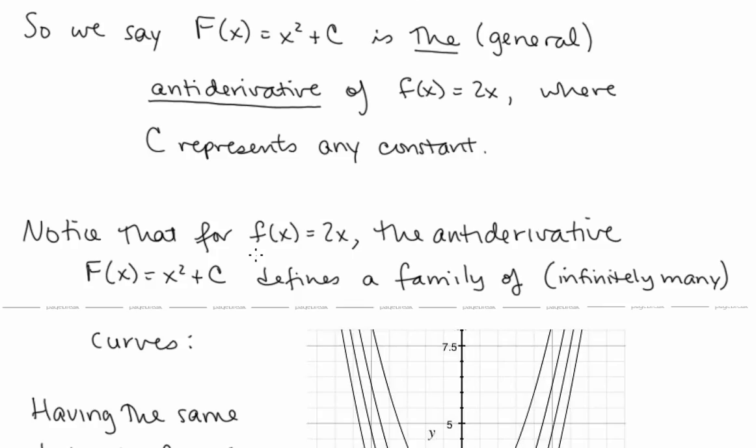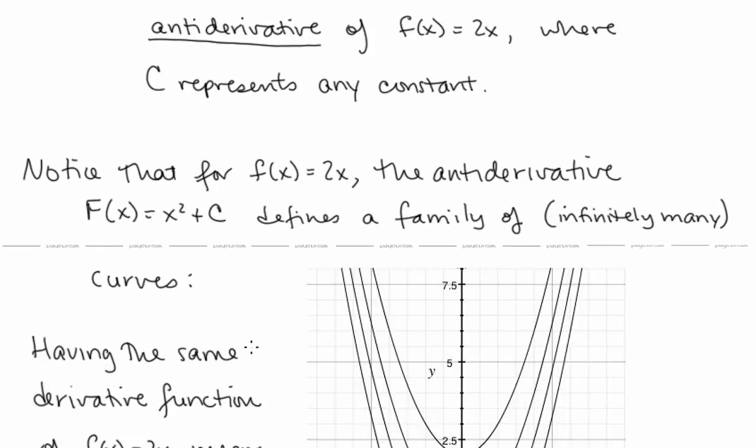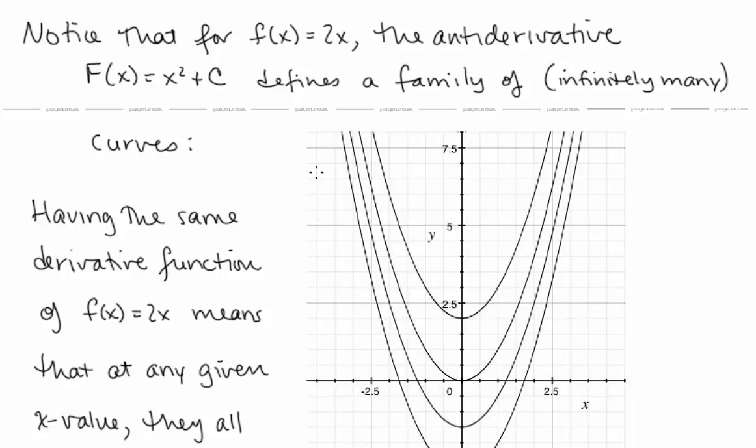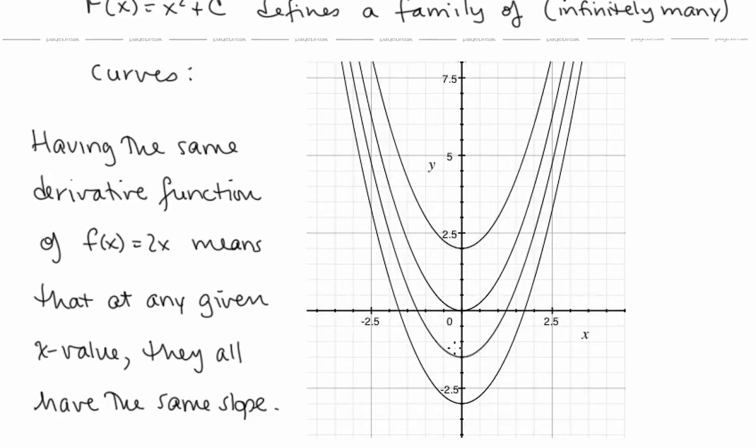So in this case, our antiderivative x squared plus c defines a family of infinitely many curves. So we want to know whose derivative is 2x. And our answer is y equals x squared plus c, where c represents any constant. So y equals x squared plus c gives us a family of parabolas. We have infinitely many parabolas that are shifted up and down the y-axis.